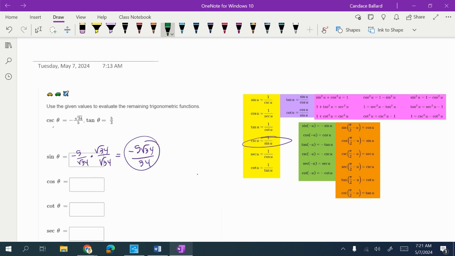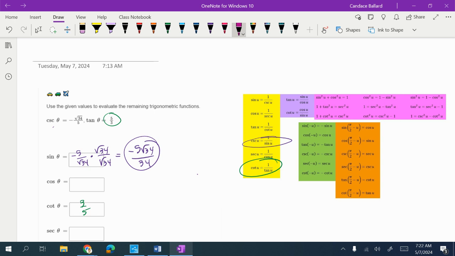Then I'm going to go ahead and flip the tangent, which I know its reciprocal is cotangent. So I get 3 over 5. Now, I only have cosine and secant left to find. So the question is, what do I do with those? So here's what I would do with that.